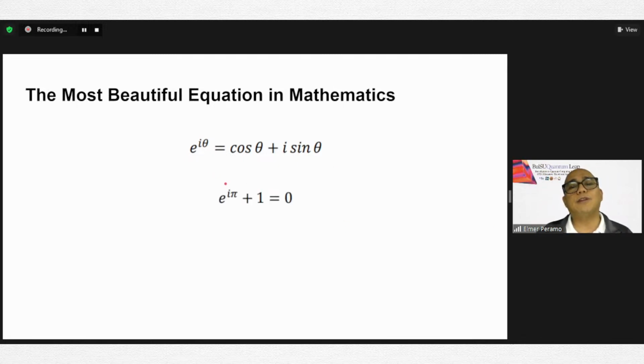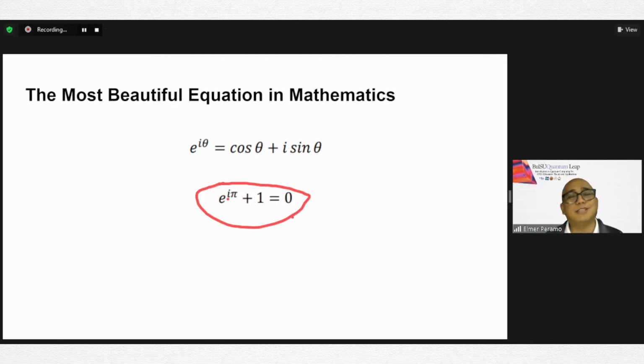This one is the most beautiful equation in all of mathematics, because you have there the two special transcendental or irrational numbers e and pi. They come up everywhere in nature, in science and in engineering. And you also have the special number i. And then you have the special number 1, which is neither prime nor composite, special in many ways. And then 0.